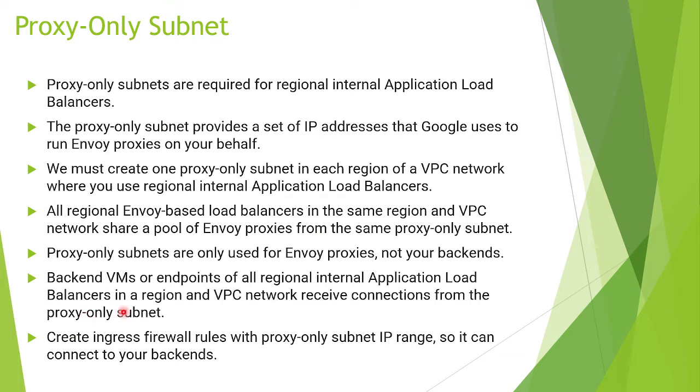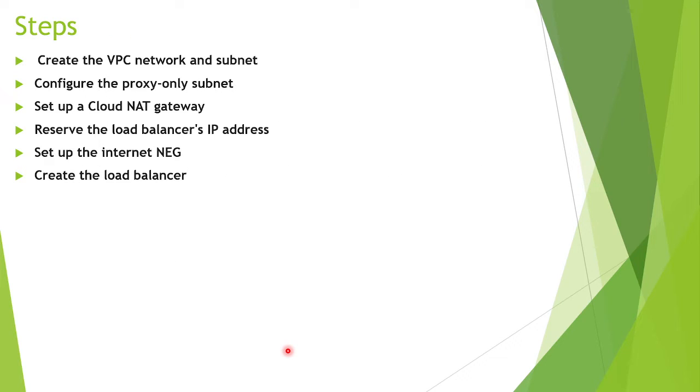I've already told you that all the backend VMs or endpoints connected with the internal load balancer will receive traffic from the proxy-only subnet. So we also have to create an ingress firewall rule with the proxy-only subnet IP range, so that it can connect to our backends, because the traffic is ultimately coming from the proxy-only subnet. That's why we need a firewall ingress rule too. These are the steps we are going to cover. First of all, we need a VPC network and subnet.